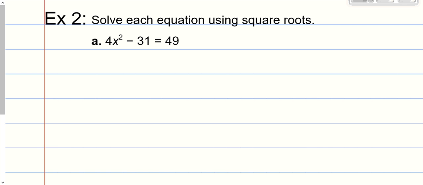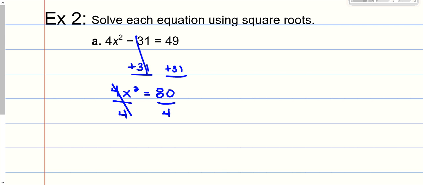So right here, I have 4x squared minus 31 equals 49. Well, this one is going to be a little bit easier because I'm not going to graph it. And yes, graphing was easy, but I'm going to add that 31 to both sides of my equation. And it's going to cancel over here. So now I have 4x squared equals, add your 49 and your 31, and that's going to give you 80. Now you're going to divide by 4 on both sides, and you get x squared equals 20.